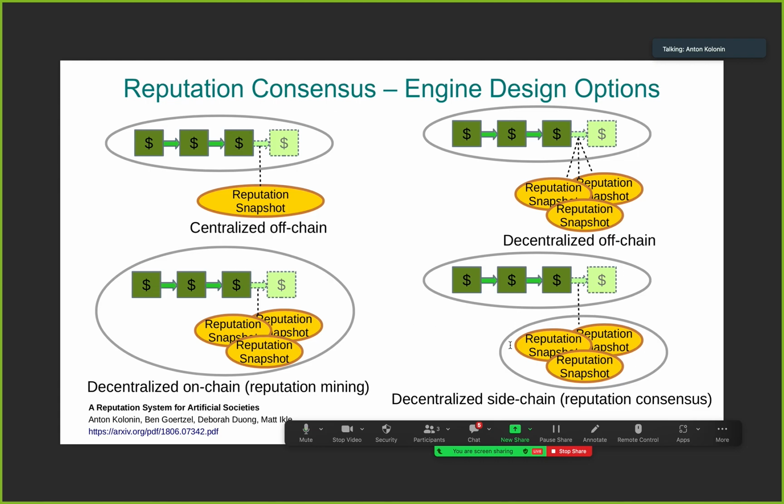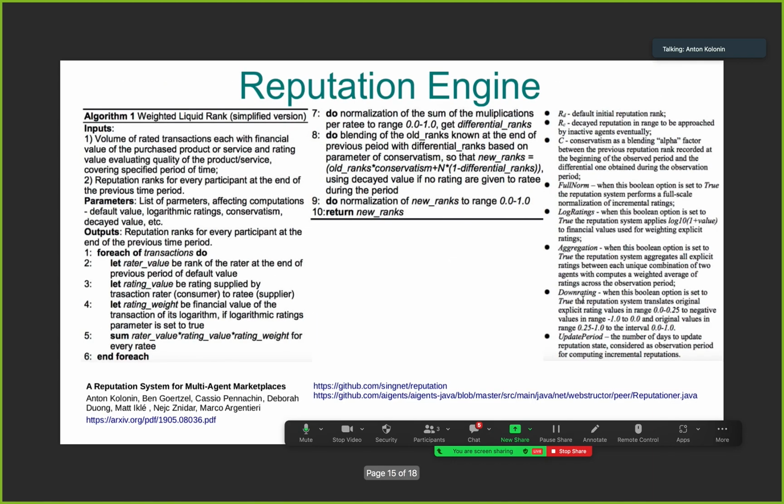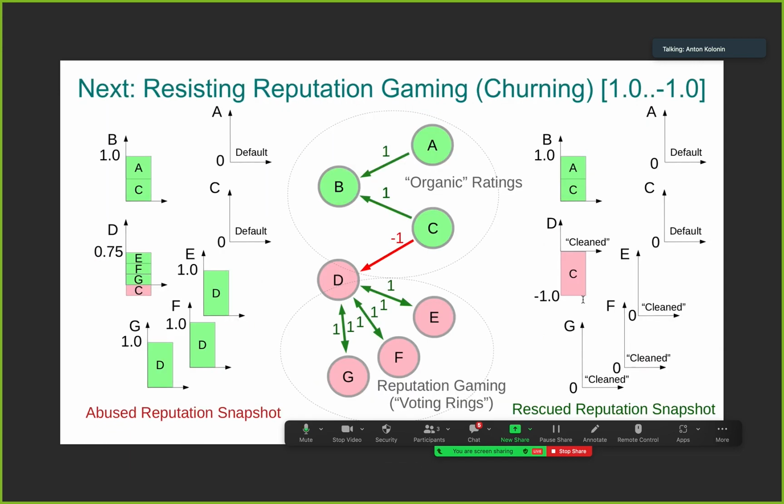And finally, it can be just a sidechain. So you might have another blockchain aside the main blockchain, and this side blockchain would be taking care of computation of reputation for the primary blockchain. The reputation engine for the weighted liquid rank algorithm has the design described in the paper that is referenced here. I won't spend more time on the details of it. I'll just mention the work that is in progress right now.